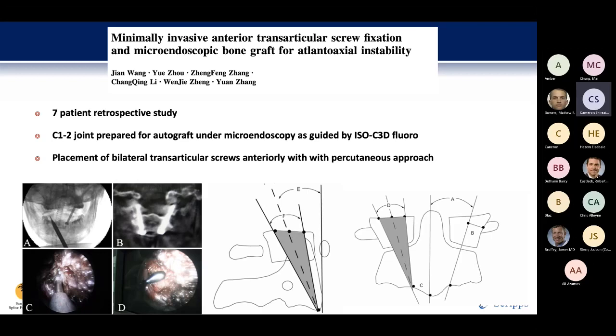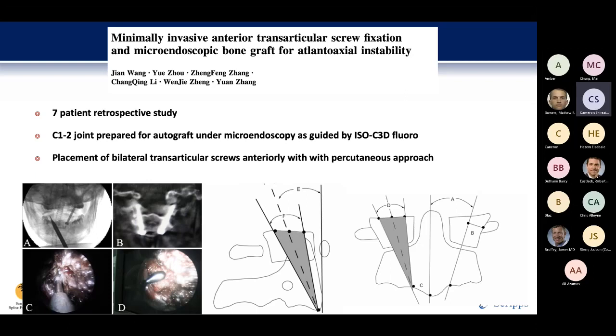This is a study where they had 7 patients, and they were attempting to do MIS transarticular screw fixation and microendoscopic bone graft for atlantoaxial instability. They did microendoscopic procedures, and you can see through these pictures how they prepared the C1-2 joint, using navigation, and then they placed bilateral transarticular screws with a percutaneous approach only.